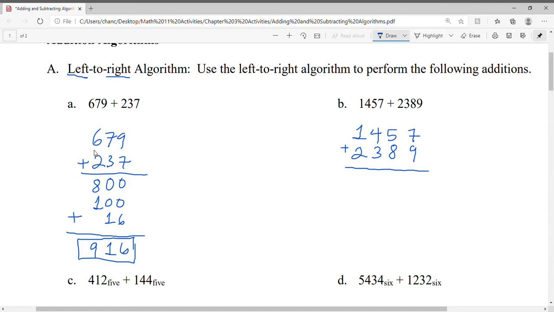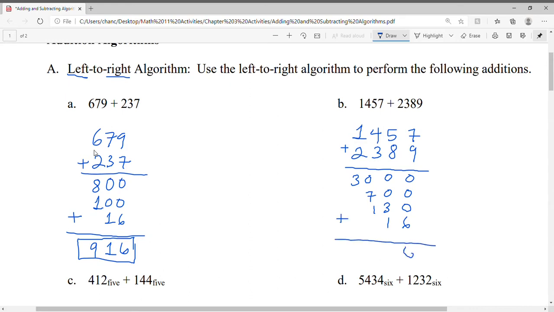1000 plus 2000 gives me 3000. 400 plus 300 gives me 700. 50 plus 80 gives me 130. 7 plus 9 gives us 16. We can add the columns together.